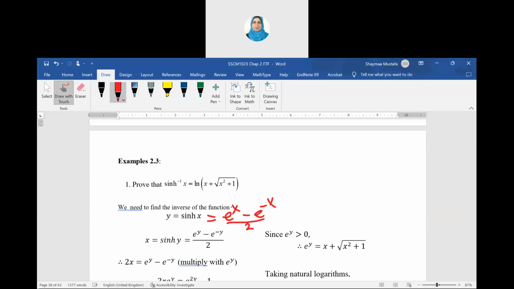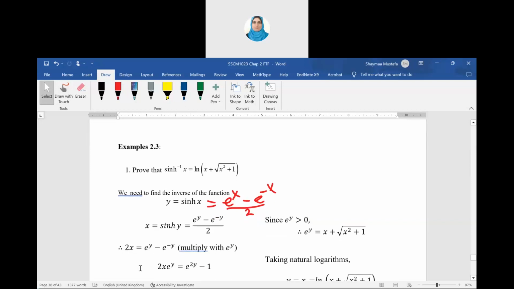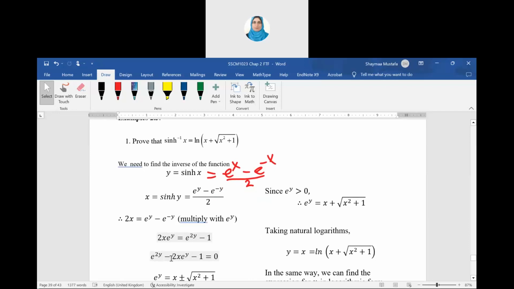Y will be replaced by x and x will be replaced by y. So x equals exponential y minus exponential minus y over 2. Then you get 2x equals exponential y minus exponential minus y. Now multiply by exponential y. You get 2x exponential y equals exponential 2y minus 1, since exponential minus y times exponential y is 1. Rearranging, you have exponential y squared minus 2x exponential y minus 1 equals 0.